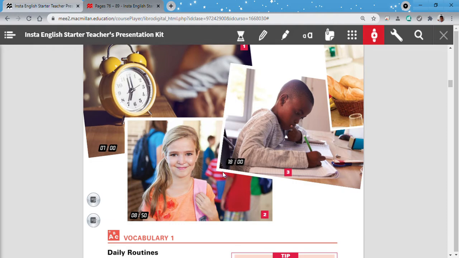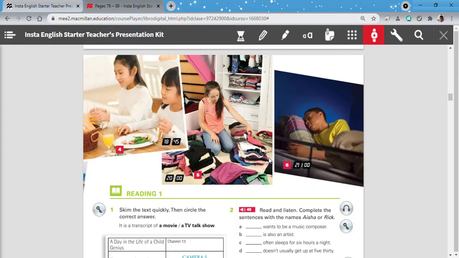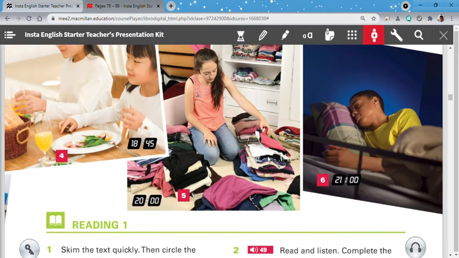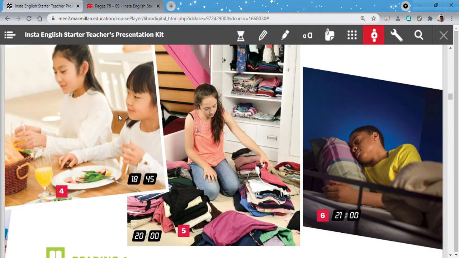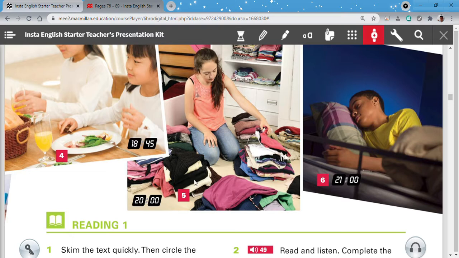At 18 o'clock or 6 o'clock in the afternoon. Next picture. Here, for example, I have 2 little girls doing what? Having breakfast, having lunch, or having dinner. But it's 18:45. This is dinner. Okay, dinner.